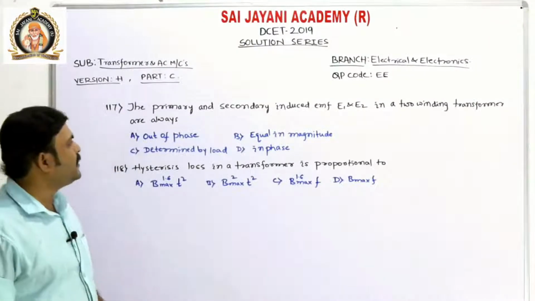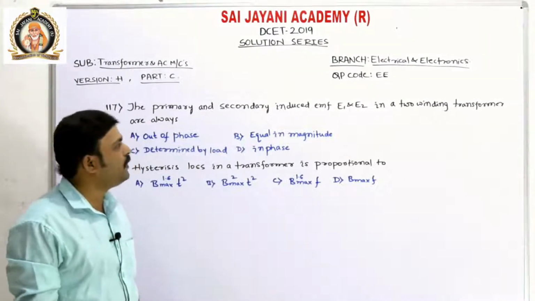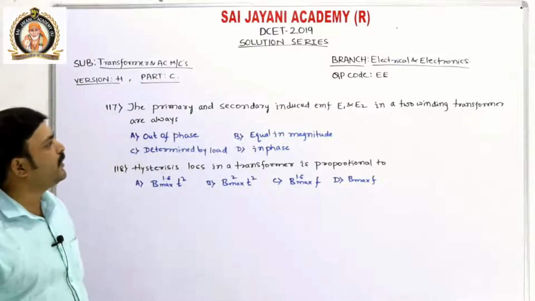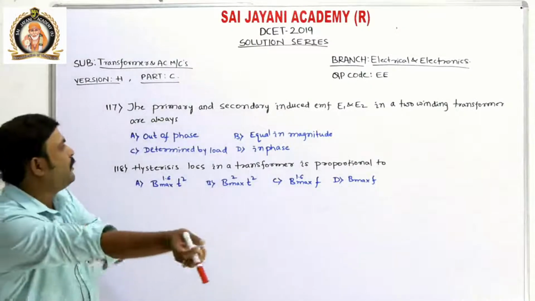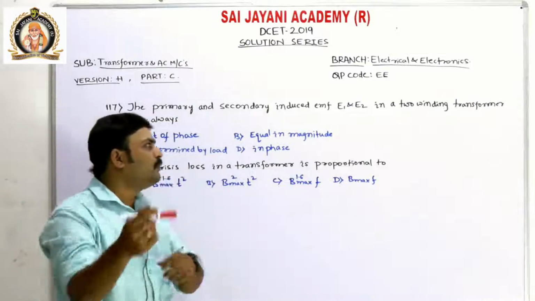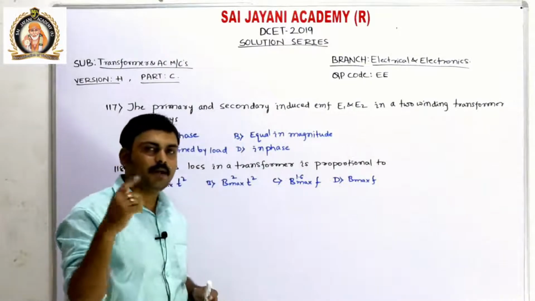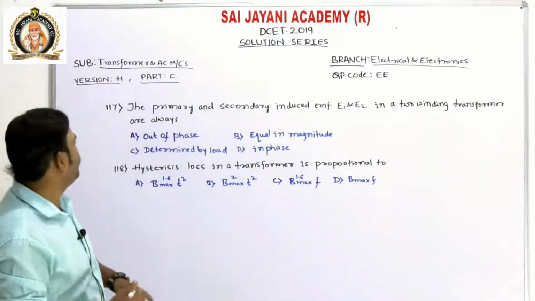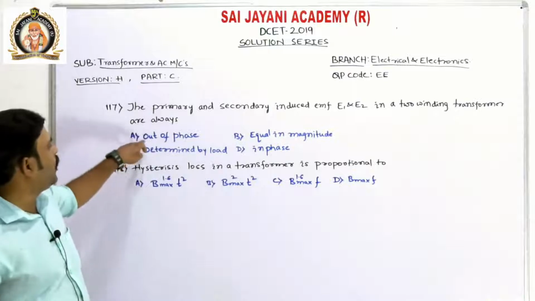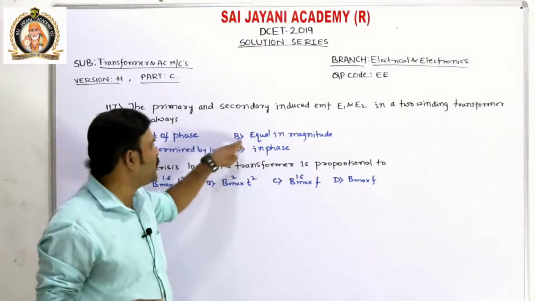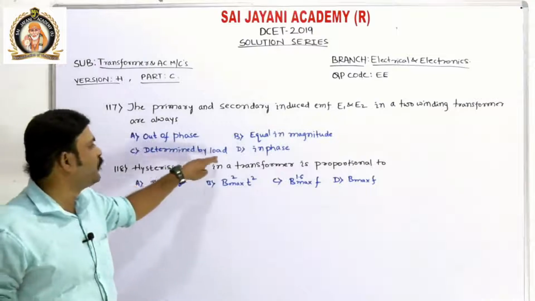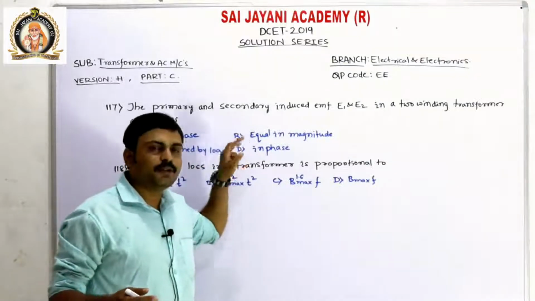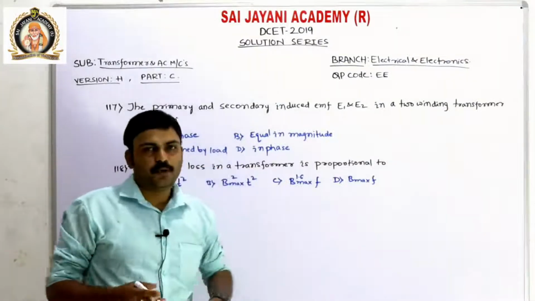The primary and secondary induced EMF E1 and E2 in a two winding transformer are always, okay. So primary and secondary induced EMF of a two winding transformer E1 and E2 will be, okay. First option is A, out of phase. Second option is B, equal in magnitude. Third option is C, determined by the load. Fourth option is D, in phase.